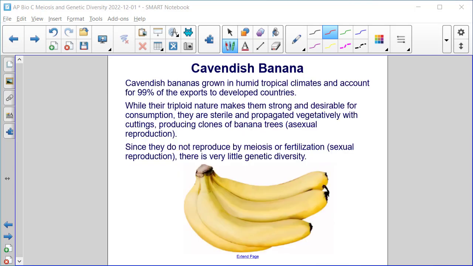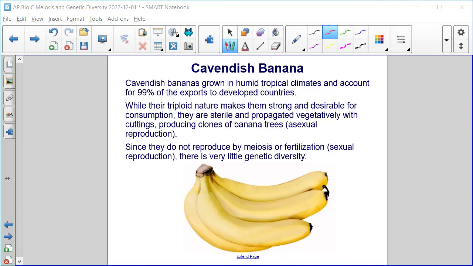Cavendish bananas grown in humid tropical climates account for 99% of the exports to developed countries. While their triploid nature makes them strong and desirable for consumption, they're sterile and propagated vegetatively with cuttings, producing clones of banana trees.